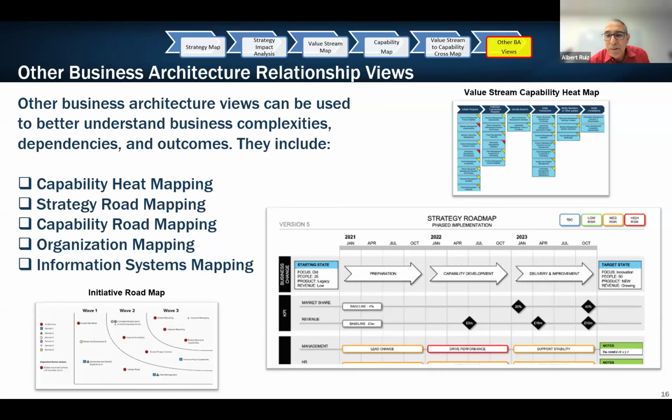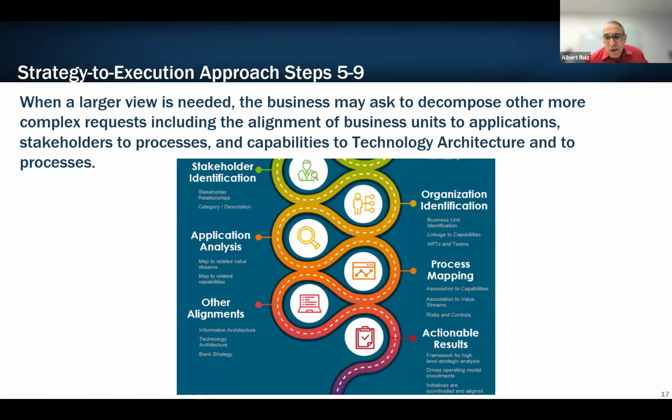The strategy roadmap shown here is a function of working with the business to determine what the expectation is to achieve a strategy. Obviously, you include investments. We try to add value streams and or capabilities to better show what is being improved, or what we hope to be improved, as part of the strategy roadmap. Again, a lot of these are customer-specific requests.